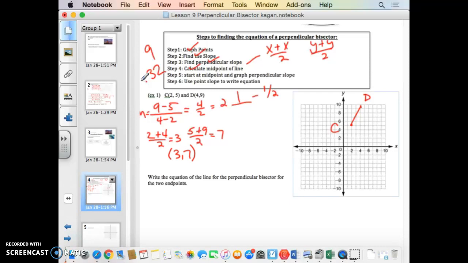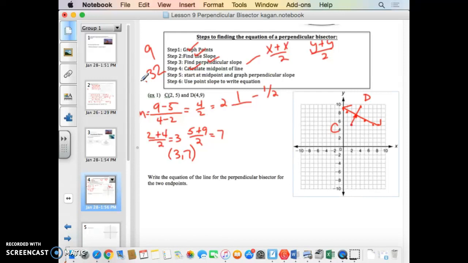Check. Start at the midpoint and graph the perpendicular slope. So I'm going to graph the point (3, 7): 1, 2, 3, then 1, 2, 3, 4, 5, 6, 7. It's awesome when that happens. And now I'm going to go down 1 over 2. Down 1 over 2, or you can go up 1, back 2, like that. And there is my perpendicular. If I could draw a line, that'd be a good thing.